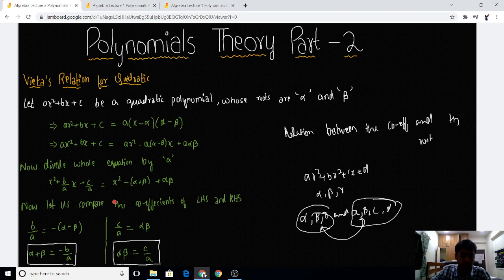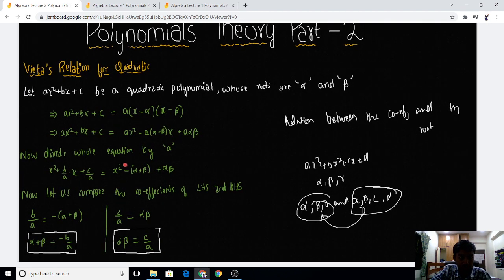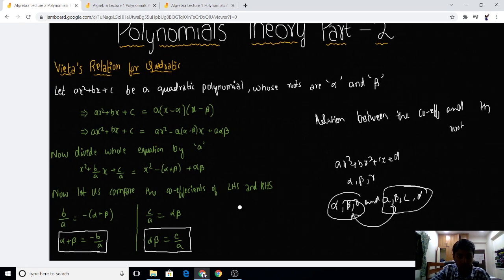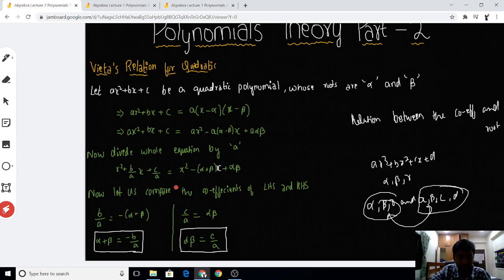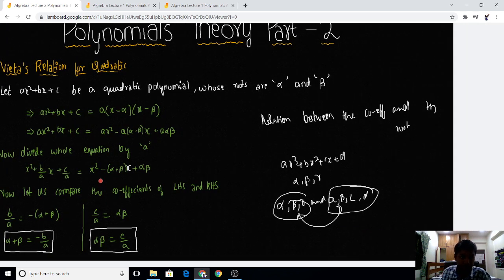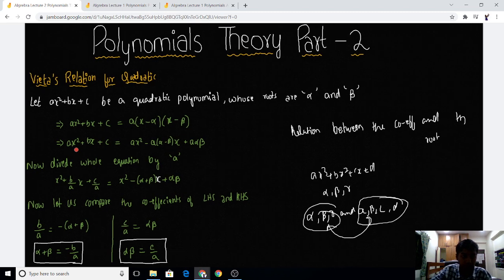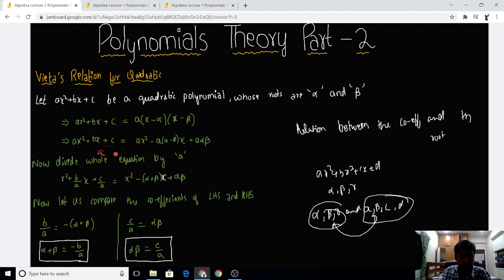Now what I'm going to do is compare the coefficients. The coefficient of x square here is 1, and the coefficient of x square here is 1. The coefficient of x here is b by a, and here I missed an x: the coefficient of x is minus of alpha plus beta. After dividing this equation by a, I get b by a as the coefficient of x, and on this side the a gets cancelled and I get minus of alpha plus beta.